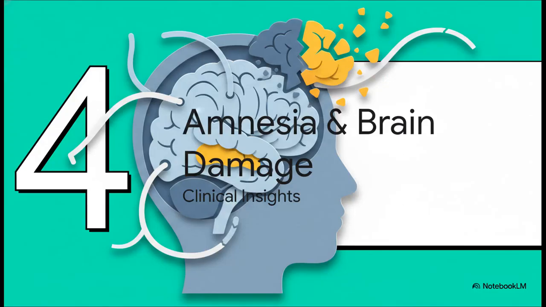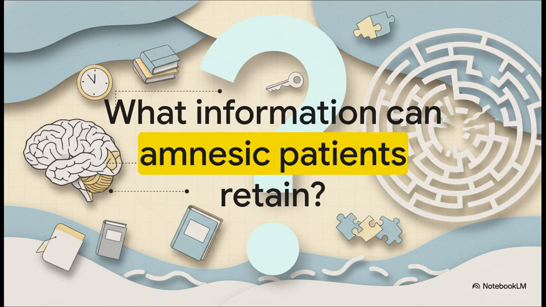Section 4, Amnesia and Brain Damage. Let's get into some clinical insights. What happens when these carefully balanced biological and cognitive systems break down due to localized brain damage? Let's use a high-stakes clinical checkpoint straight from the source material, patient HM. With severe damage to his medial temporal lobe, this patient developed profound amnesia.